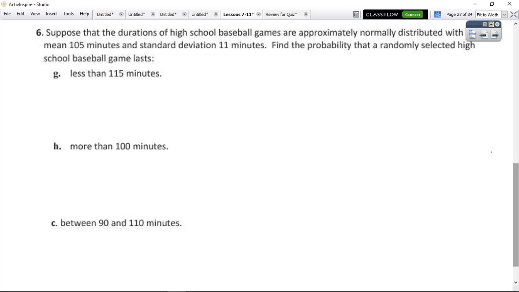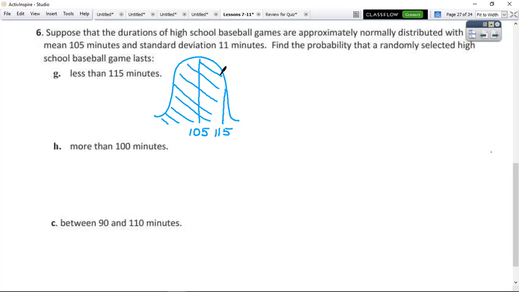The curve, the normal distribution. Okay, so I have a mean equivalent to 105 minutes, and I would like to find the probability that the baseball game is going to be less than 115 minutes. So I am going to shade my area under the curve that is less than that interval. I'm going this way now.